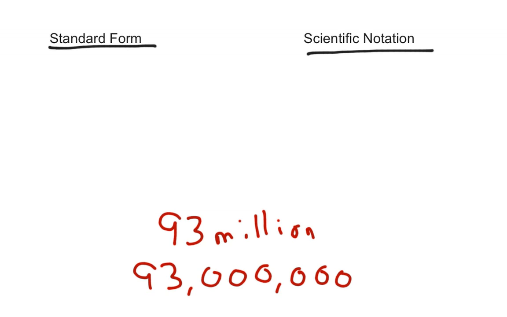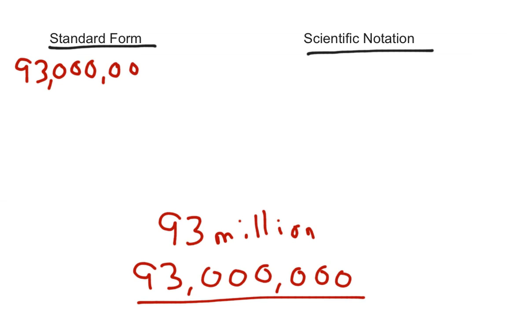Now, the reason I chose 93 million is because that is actually approximately the distance between the Earth and the Sun. So I thought it'd be a good number to use here. When we write it out in this form, this 93 million, that's what we call standard form. Standard is the usual. This is how we're used to seeing numbers written, with the commas and all the numbers written out. Well, we're going to take this standard form and change it into scientific notation. So we're going to abbreviate it a little bit.